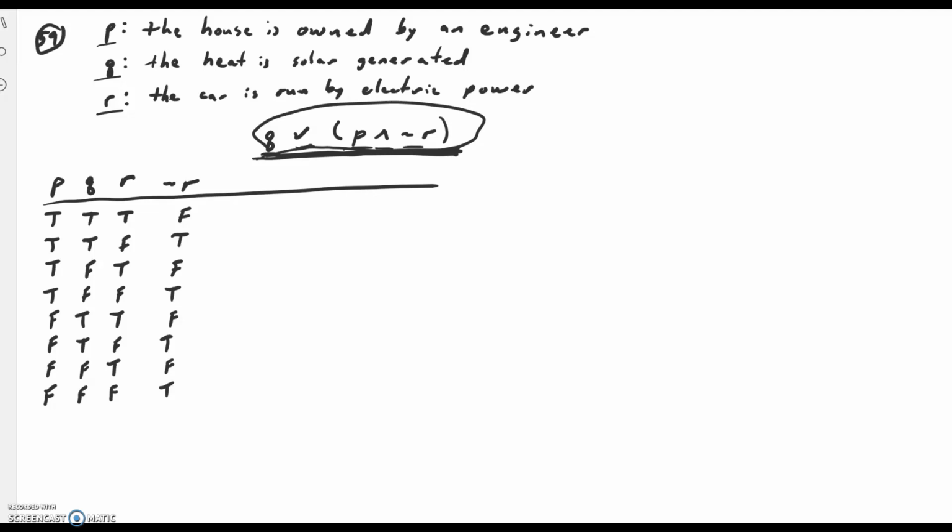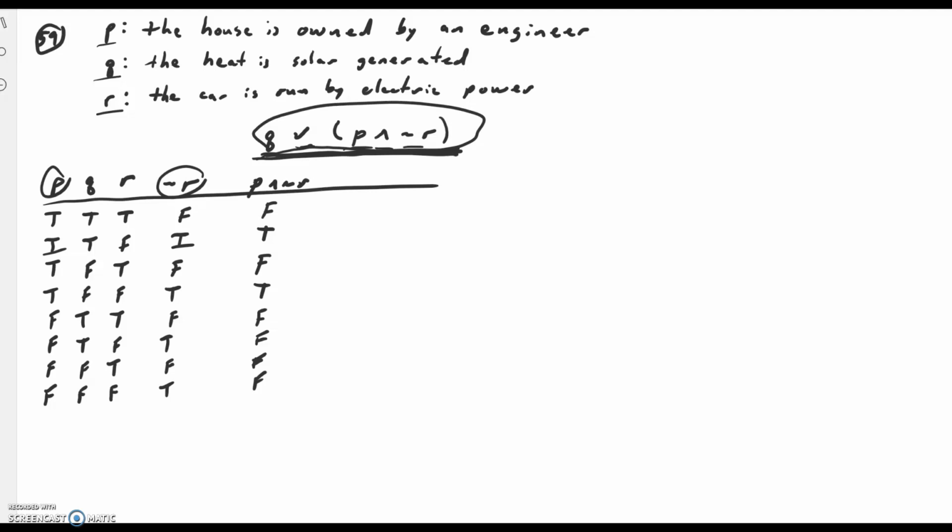Now what do we need next? Well, we need a P and not R. And so let's put a place for P and not R. P is here, not R is here. But what makes an and true is a couple of trues. So let's look for a couple of trues. Here's a true in P and a true in not R, so that's true. Here's another one that's true. We have a true here and a true here. None of these can be true, so that means they're all false. And this is false, and this is false. So we had 2 truth results and 6 false results.